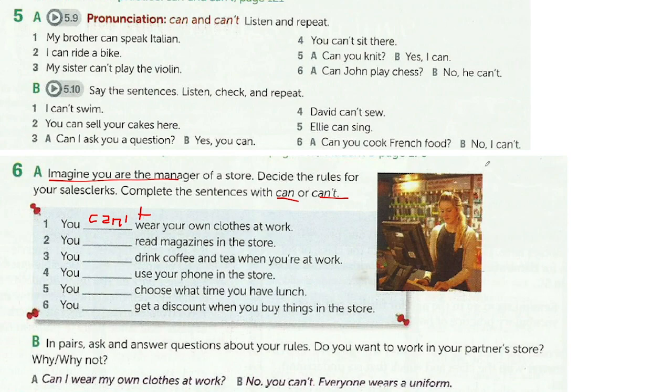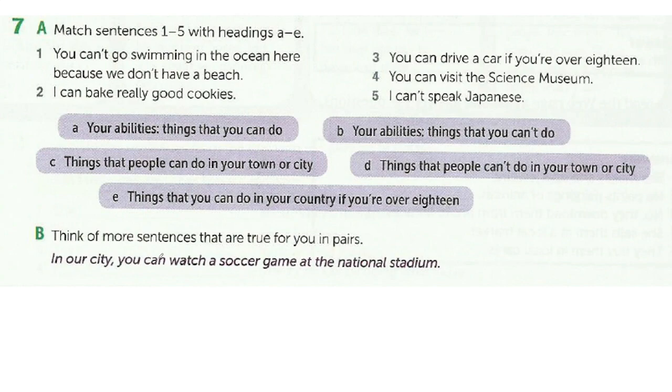But as I told you, in exercise number 6, you decide if it is can or can't. Okay, perfect. Now going on with exercise number 7, the one that you have in your book. Here it says, match the sentences from 1 to E. Let's see what we need to do here. Here it says, you can go swimming in the ocean here because we don't have a beach. So you need to match this sentence with one of the headings from letter A to E.